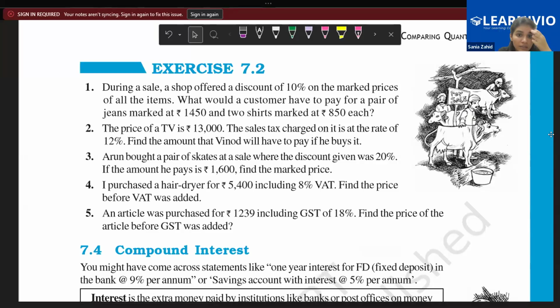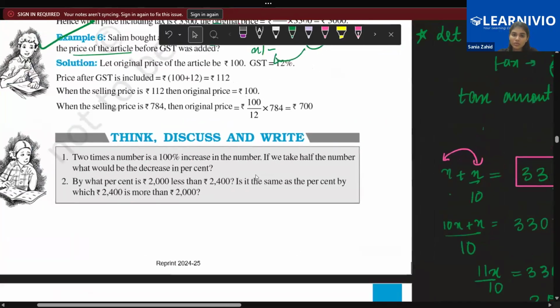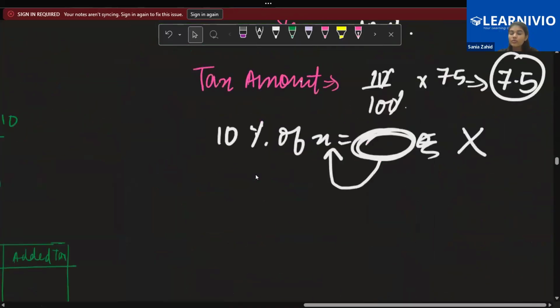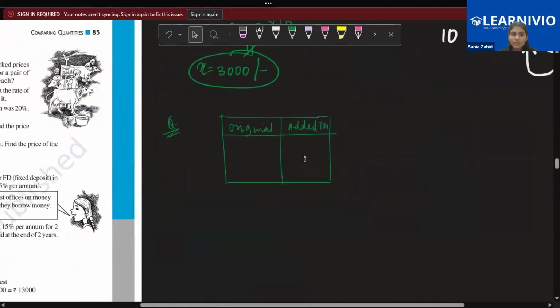Okay, you're doing it by the 100 method only. See, children, you all can do it by this method also, by this 100 method. Now you all understood the concept, right? So let's come to this question only.